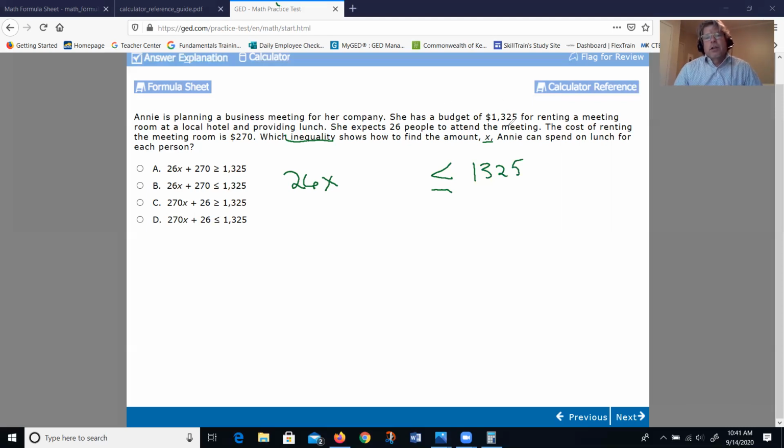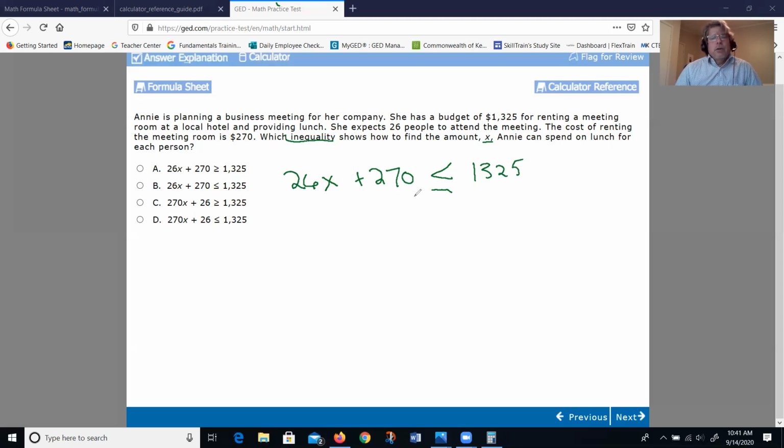They said X is going to be that. So the total cost for feeding those people is going to be that. But we also have another piece of information, and that's the cost of the room, which is the 270. And that's a one-time payment. So if I rent the room for 270, that helps us solve the problem if I can put that all together.